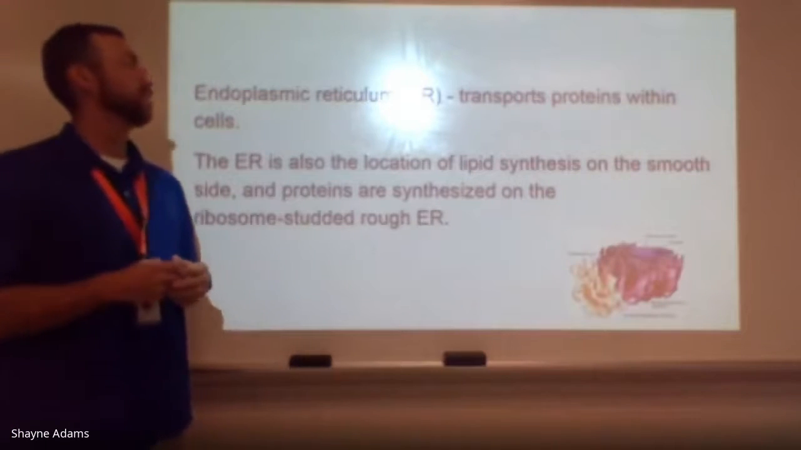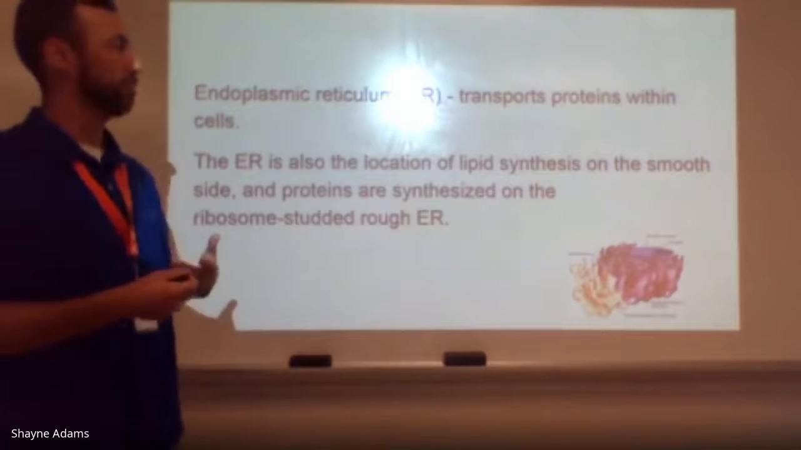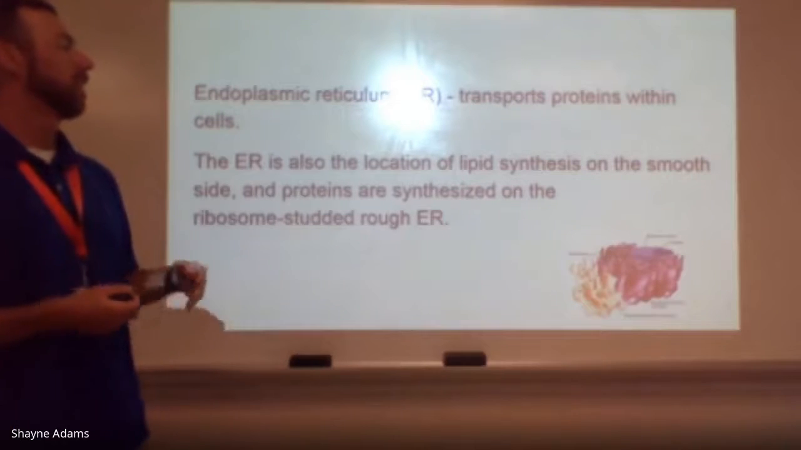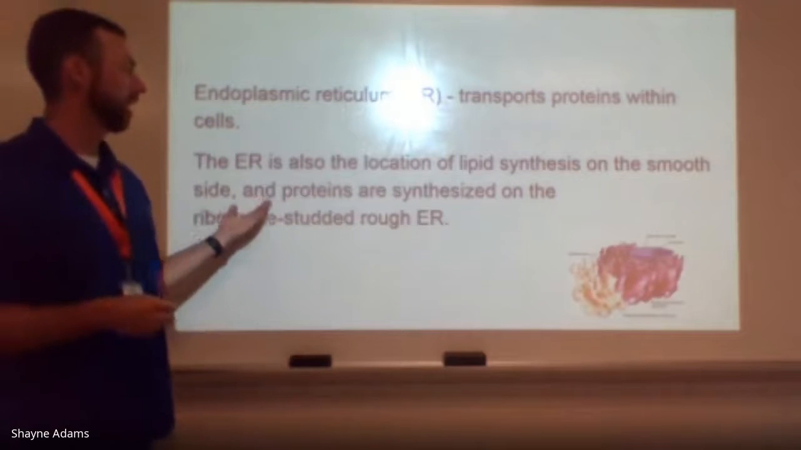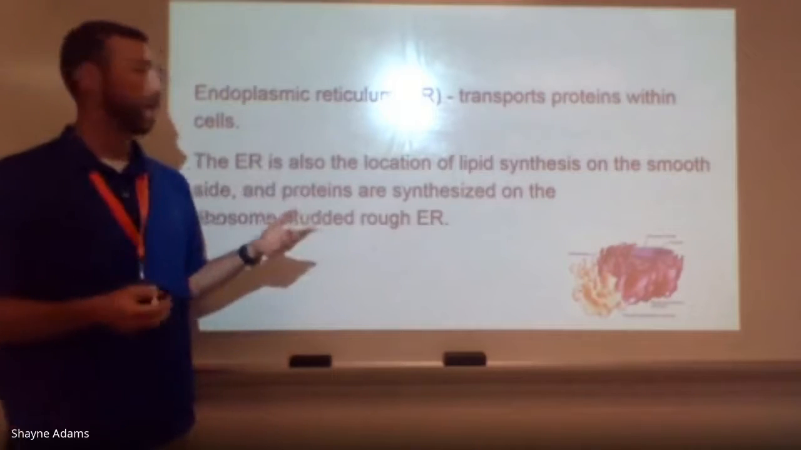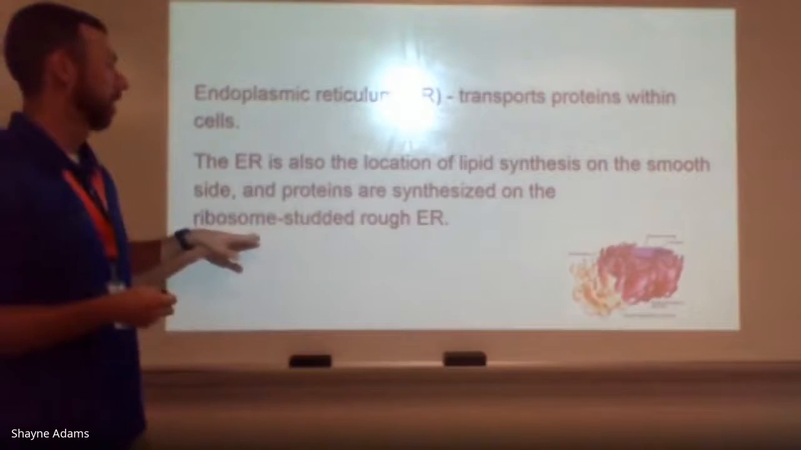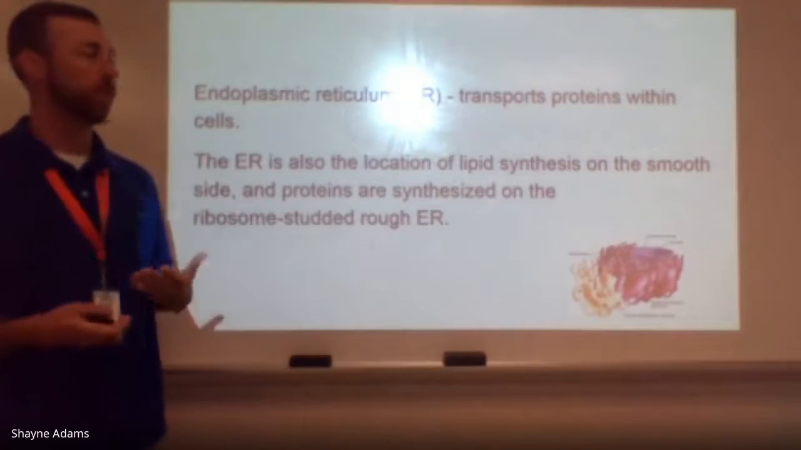Now, the endoplasmic reticulum, or the ER, is kind of like the highway or the transportation system in the cell. It transports proteins within the cell. It's also the location of lipid synthesis on the smooth side, or on the smooth ER, and it is the location of protein synthesis on the rough ER, because the rough ER has ribosomes on it.